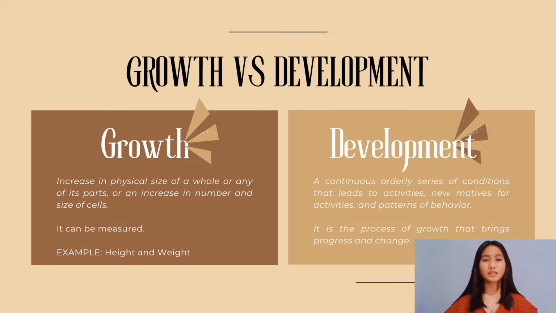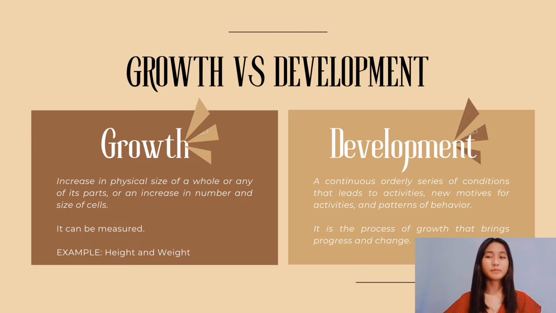For you to easily understand what human development is, let us first differentiate growth from development. We have growth. It involves the increase in physical size of a whole or any of its parts, or an increase in number and size of cells. And also always remember that growth can be measured. The perfect example for this is our height and weight.